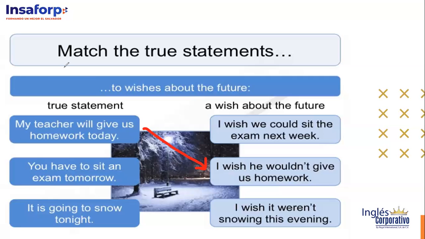Okay. I can see that you want to participate. You have to sit an exam tomorrow. I wish we could sit the exam next week. Why? Because in this example, the sentence is with the simple future. If the situation is in positive form, the wish is going to change to negative. And this part, you have the simple present.